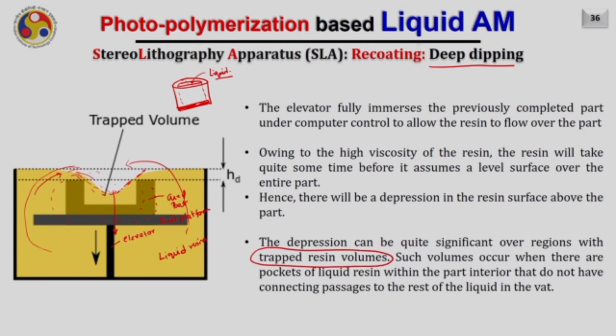So, in these regions, when the material flows over the part in the deep dipping operation, the depression is more just above this trapped volume region, and it takes more time to get settled here. As this trapped volume is not connected with anything, always some liquid material will be there.